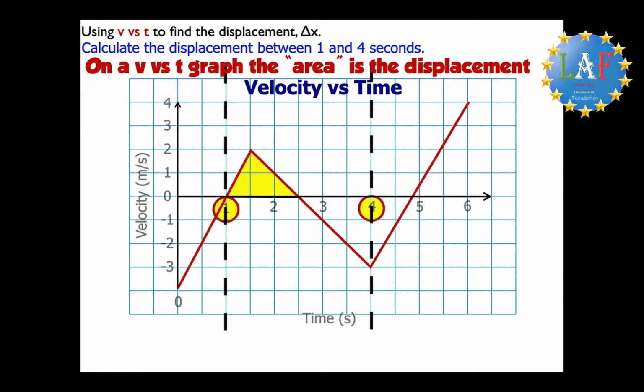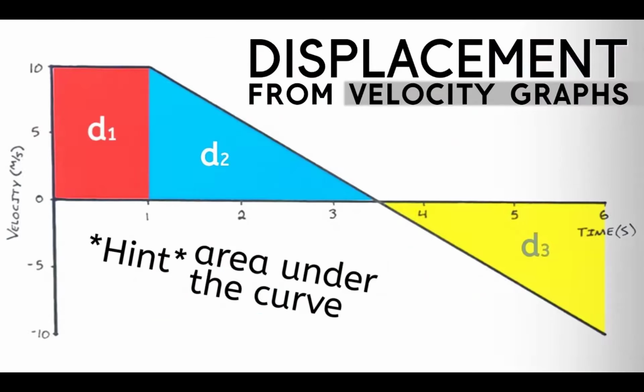Okay, let's see another example. In case we have a constant velocity, like in the first displacement, we just have to multiply as a rectangle. So it's 1 times 10, that is 10. 10 plus the second triangle, the blue one, is, let's say, 2.5, half times 2.5 times 10. That is 12.5.